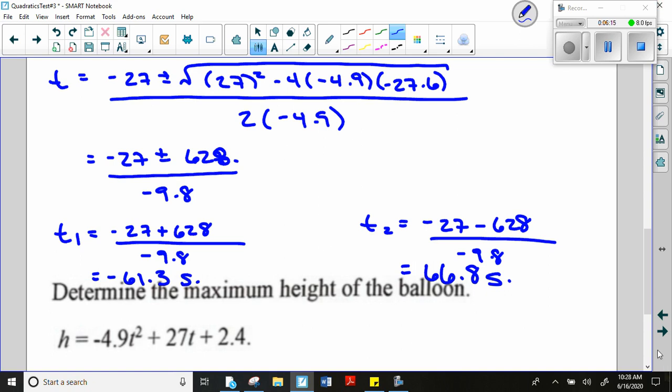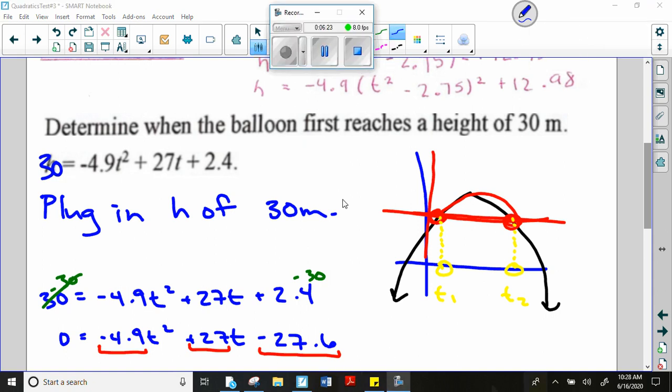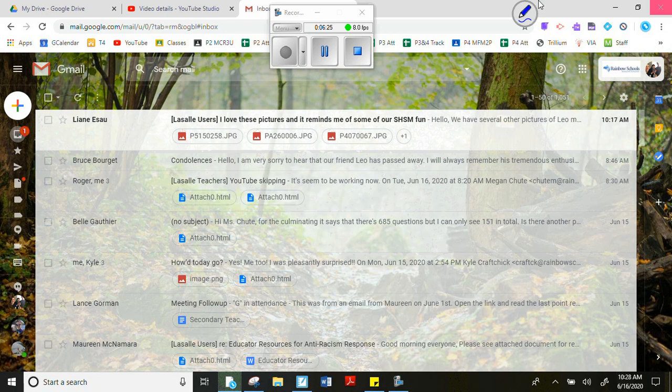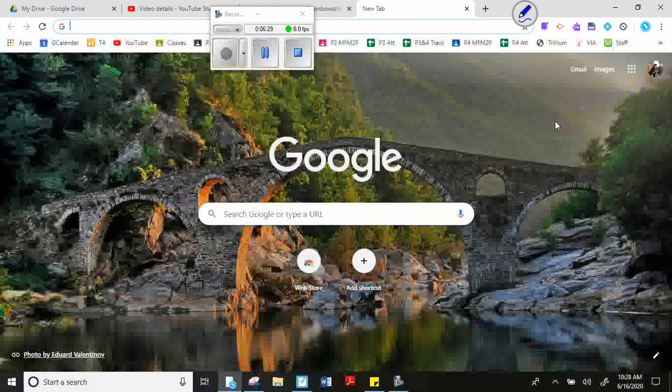Let's just double check real quick. Let's take our original negative 4.9. I'm doing it. I don't care if I'm recording. I'm doing it.